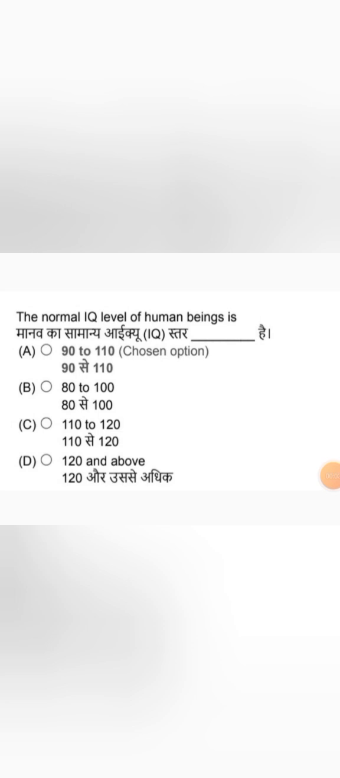And the next question: the normal IQ level of human beings is. Options: option A, 90 to 110. Option B, 80 to 100. Option C, 110 to 120. Option D, 120 and above. Normal IQ level is between 90 to 110. Option A is the correct answer.